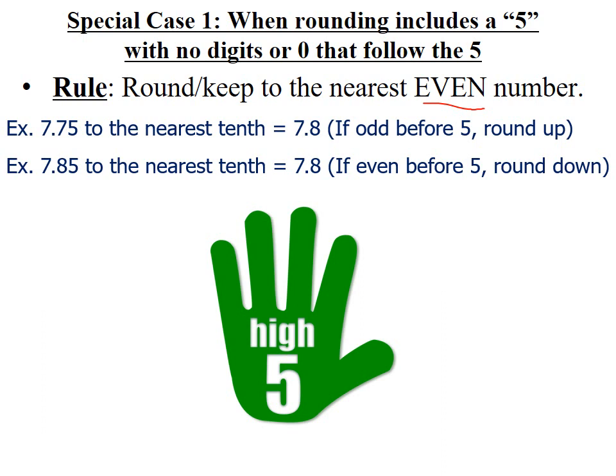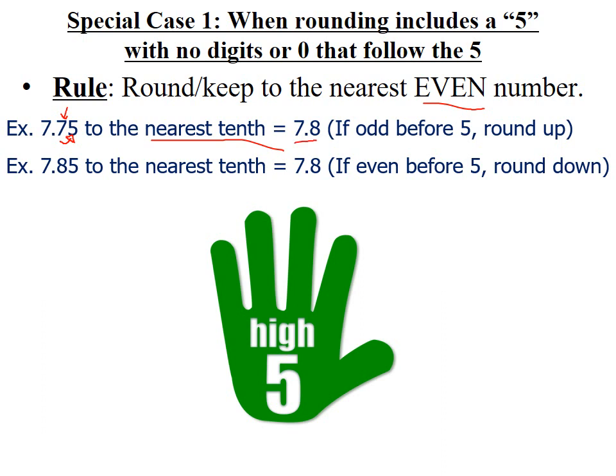So 7.75, if you want to round it to the nearest 10th, find your 10th here. Look next door to the 5, because 5 is always tricky. Some people say round up, some people say don't round. You're going to follow this rule for this course. You want to bring it up to the even number, 7.8.